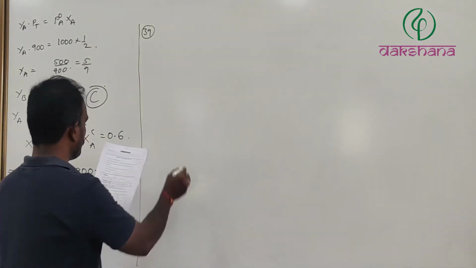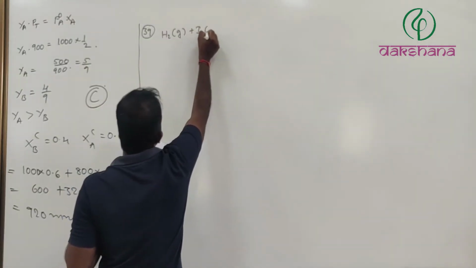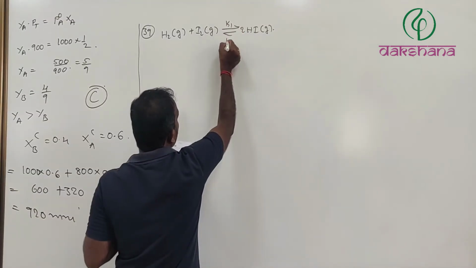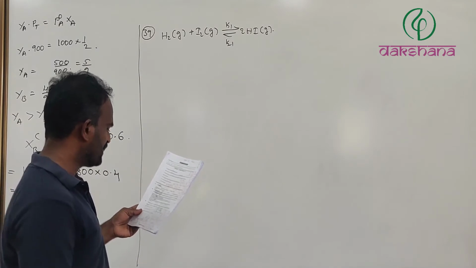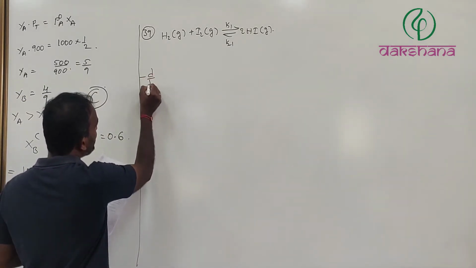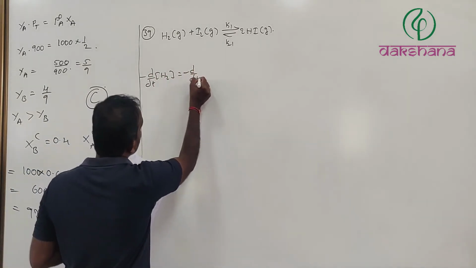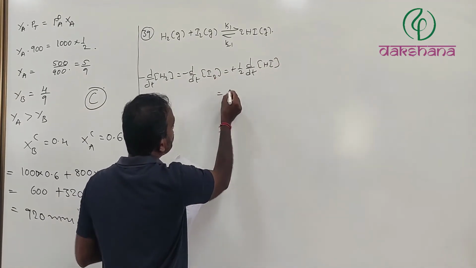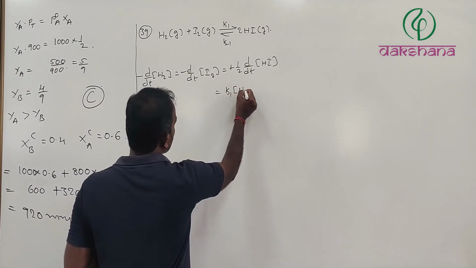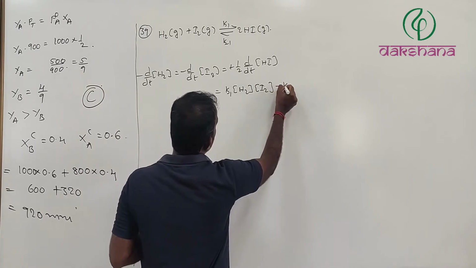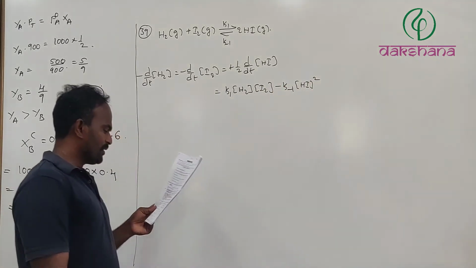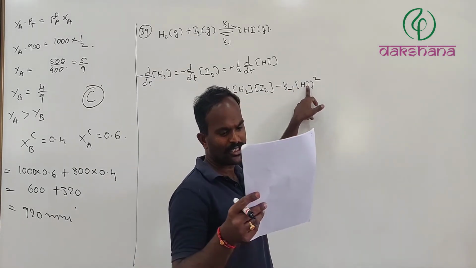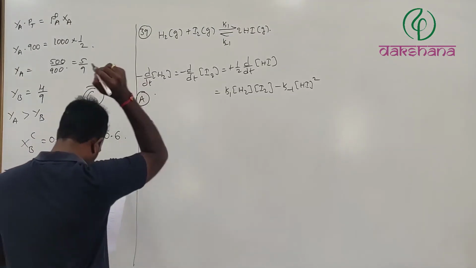Question number 39. H2 gas plus I2 gas gives rise to 2HI gas. Here given that this is K1 and it is K minus 1. The rate law expression. Select the correct expression. So from this, minus d by dt of concentration of H2 is equal to minus d by dt of concentration of I2, which is equal to plus 1 divided by 2 d by dt of concentration of HI, which is equal to K1 into concentration of H2 into I2 minus K minus 1 concentration of HI whole square. Therefore, option A is correct.